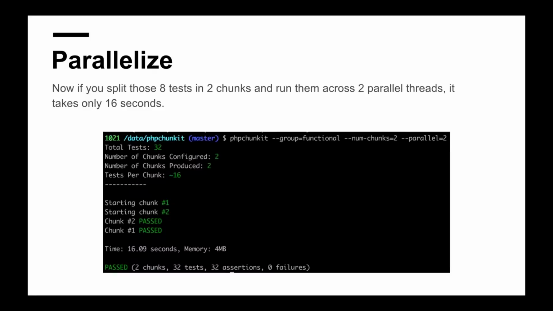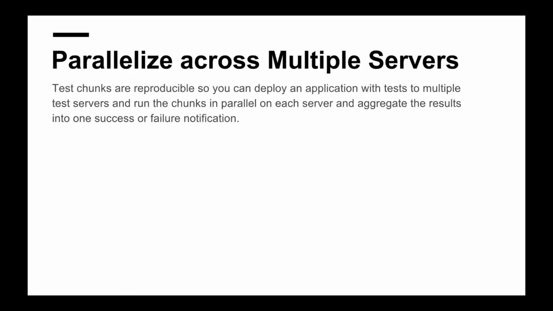So if we take that same example and split the tests into 2 even chunks, so basically around 16 tests per chunk, and then run those chunks in parallel, you'll get twice as fast results, so 16 seconds here.